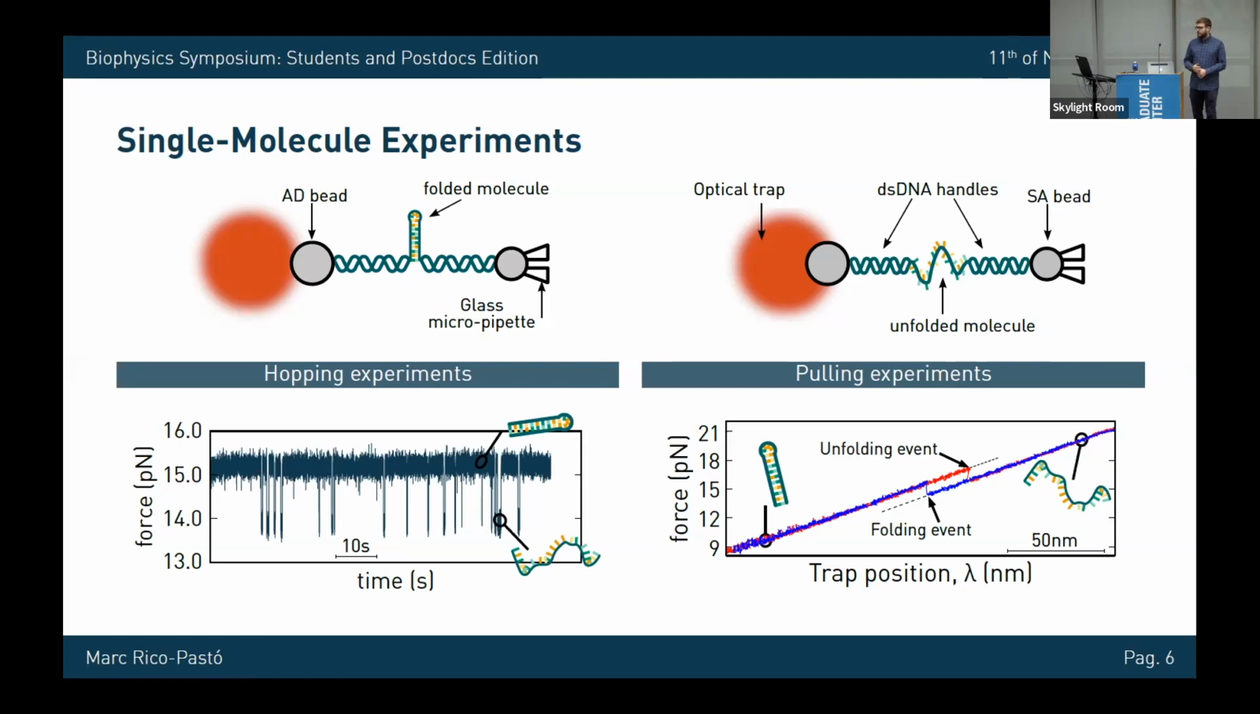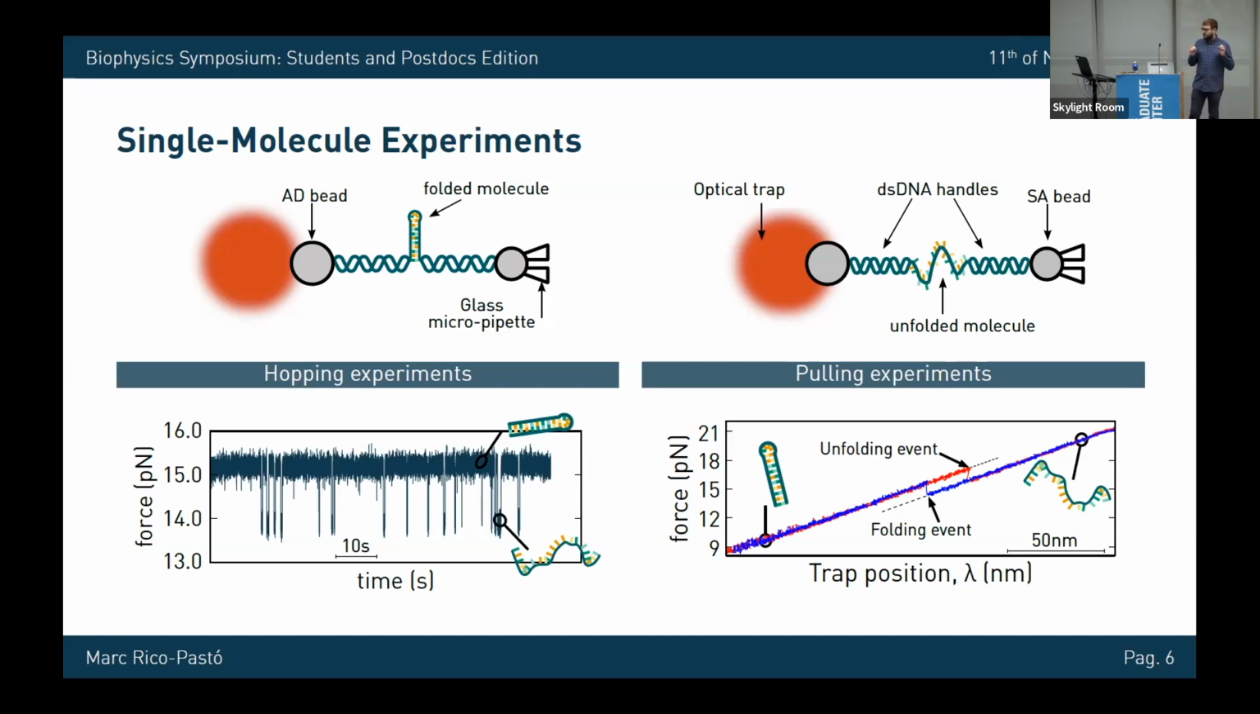The other kind of experiments that are commonly done are known as pulling experiments. In these experiments, the force is ramped from a minimum force value, where the molecule is always in the native state, to a maximum force value, where the molecule is always in the unfolded state. The unfolding and folding events are shown as sudden force rips in the force-distance trajectories, as we see here.